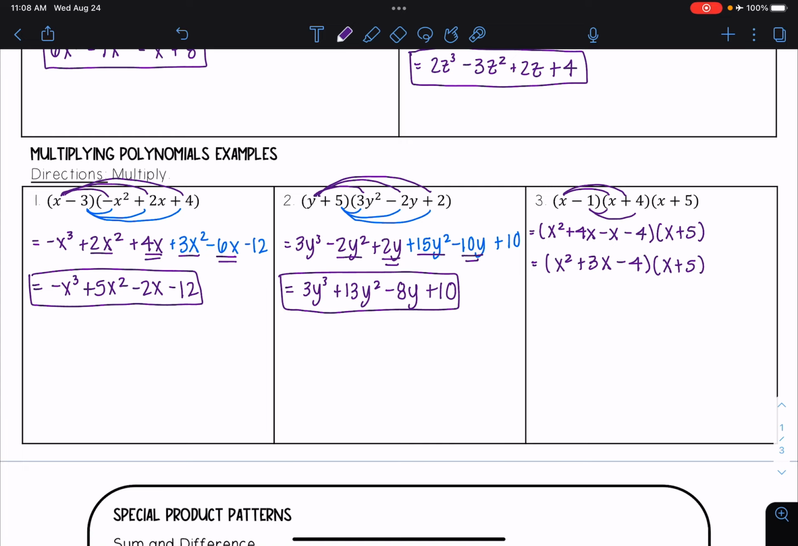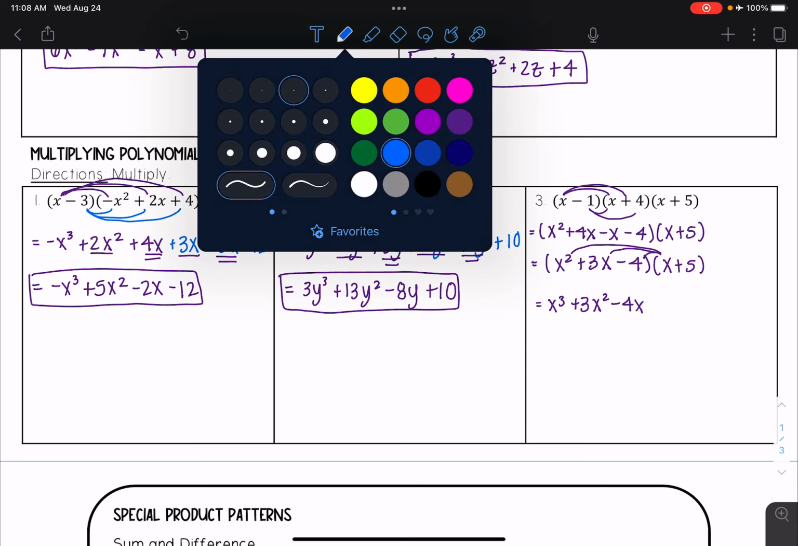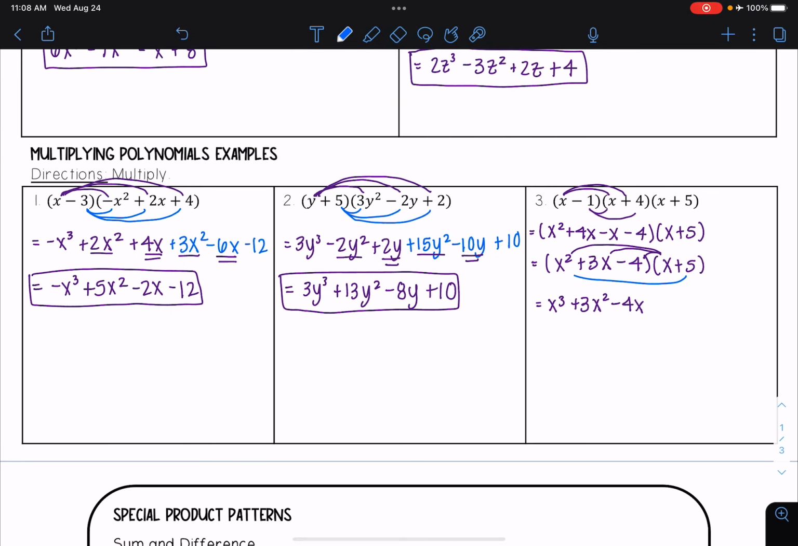I'm going to go ahead and follow the same pattern that we were doing with 1 and 2, and I'm going to multiply this x plus 5 into the x squared plus 3x minus 4. So I'm going to first multiply x in, so I have x times x to get x cubed, x times 3x to get 3x squared, and then x times negative 4 to get negative 4x. Then I'm going to multiply the 5 in, so 5 times x squared, I get 5x squared. 5 times 3x to get 15x, and then 5 times negative 4 to get negative 20.